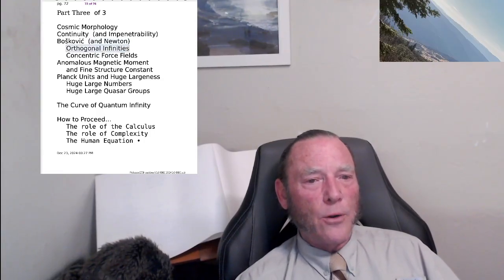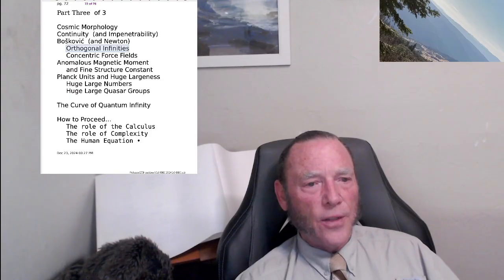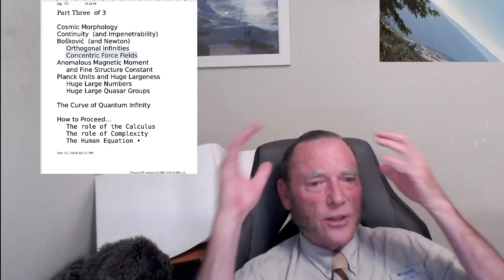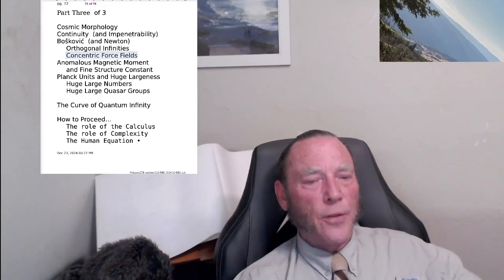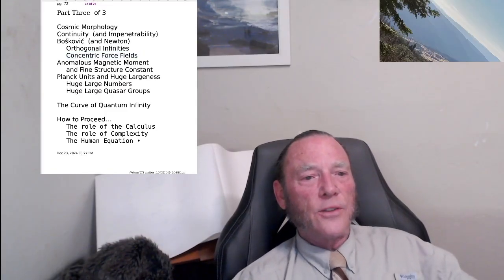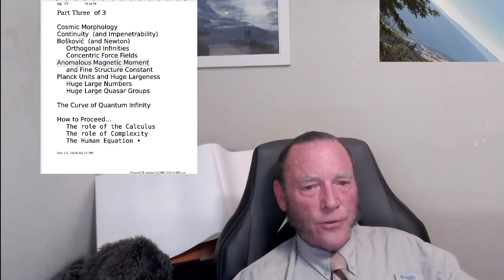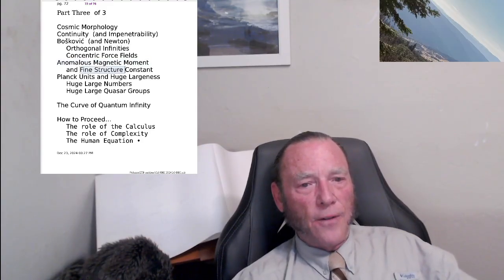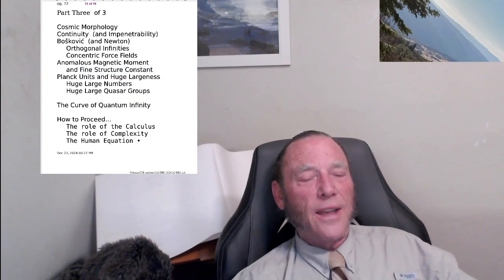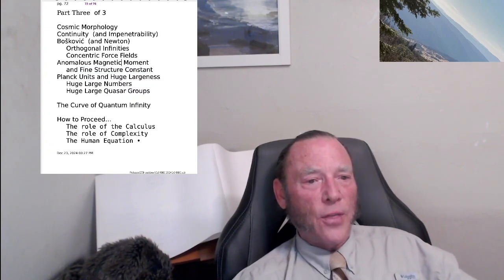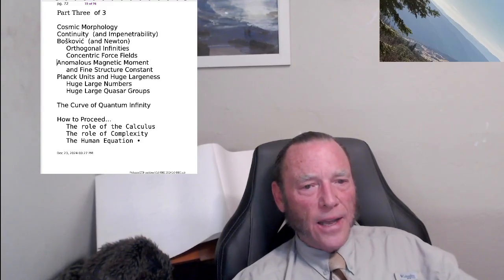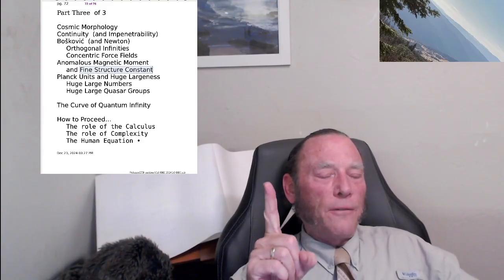And we're going to talk about orthogonal infinities. I discovered that from looking at the Bošković force curve. And then we're going to talk about concentric force fields, which will give the first ever insight into the dynamic system of the universe. And then we're going to talk about the anomalous magnetic moment and the fine structure constant. Those are exactly the same thing. The anomalous magnetic moment and the fine structure constant are the same number, except for a factor.